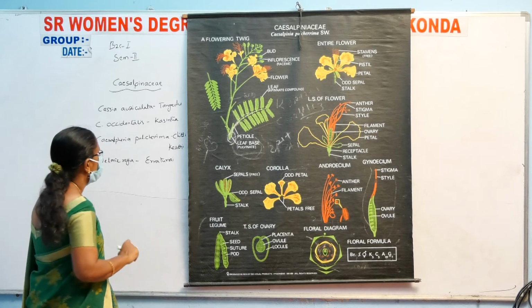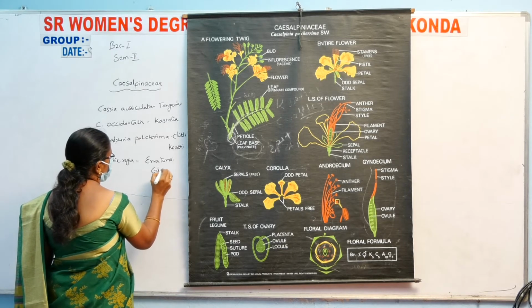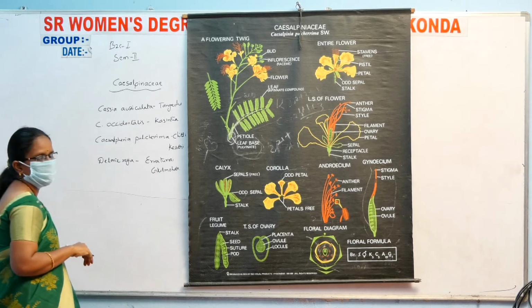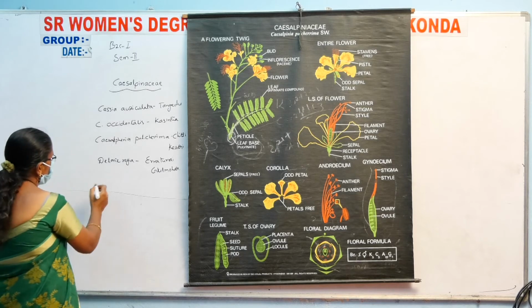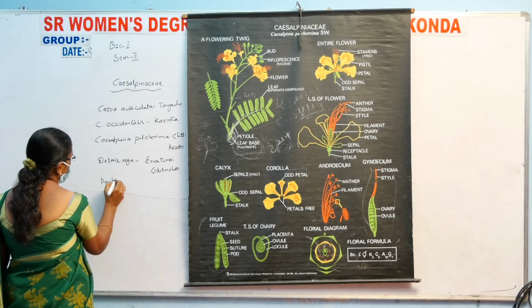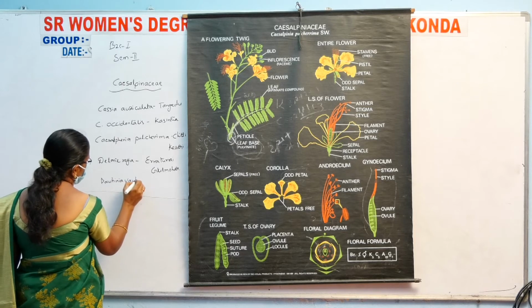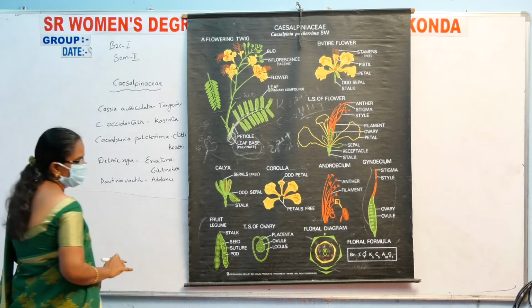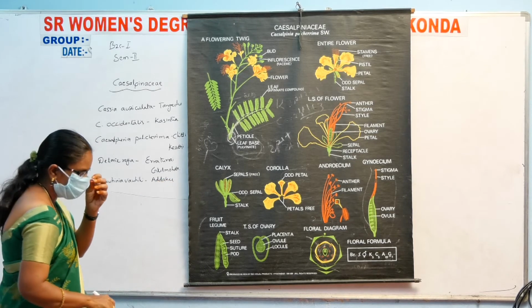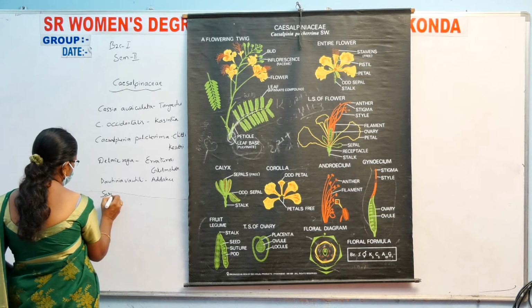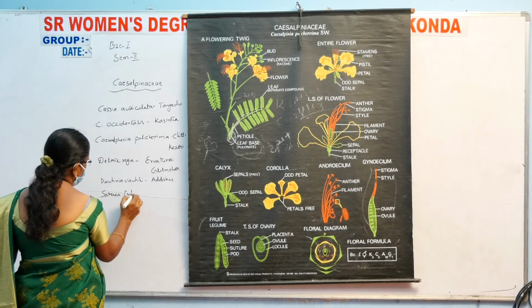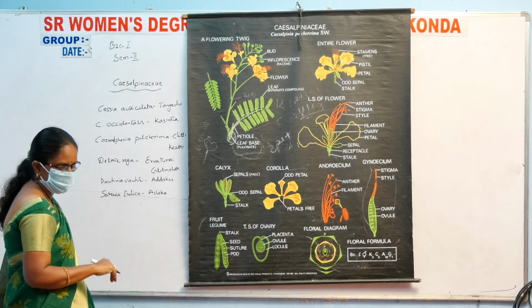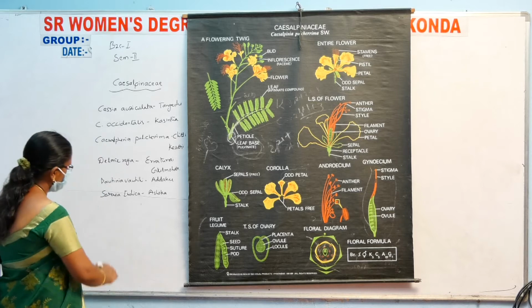Delonix regia is also called Gulmohar. And Bauhinia vahlii, common name is Addapu. And Saraca indica, Ashoka plants. And Tamarindus indica.